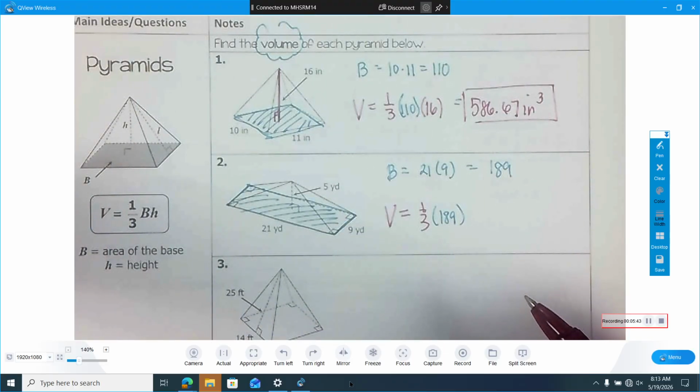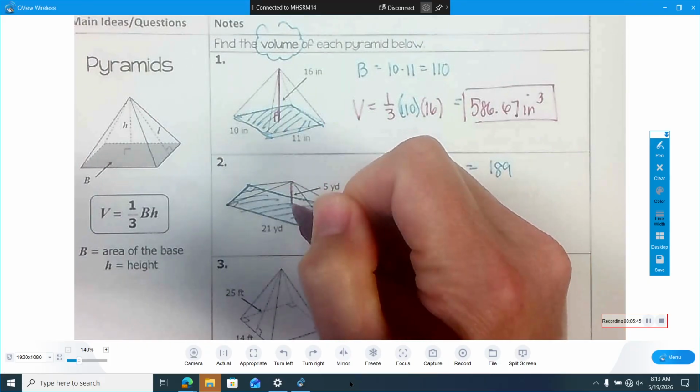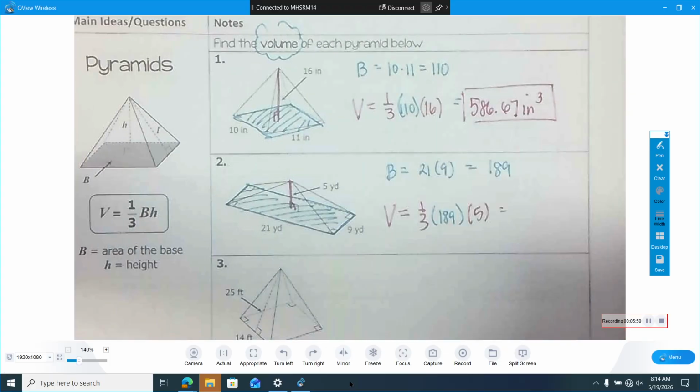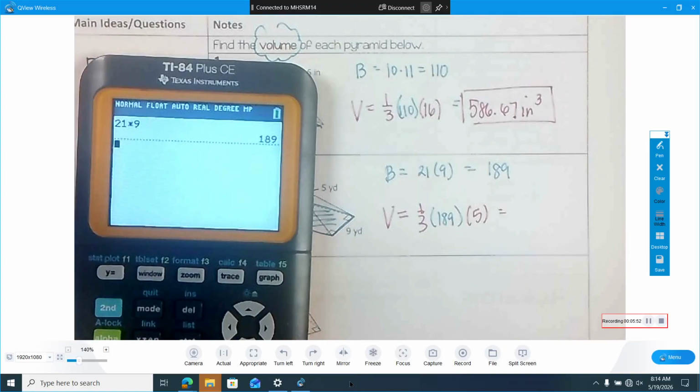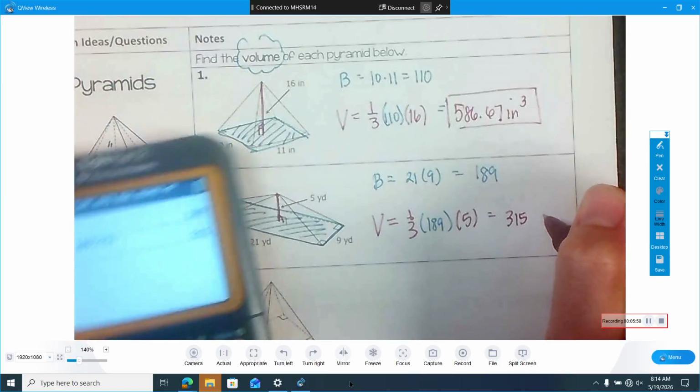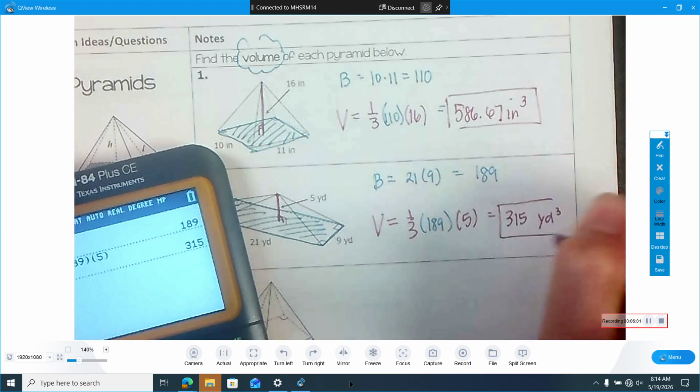And what's the height of our pyramid? 5. And again, that's the height to the tippity top of the point there. So a height of 5. All right, so we have 1/3 times 189 times 5. And I get 315 yards cubed.